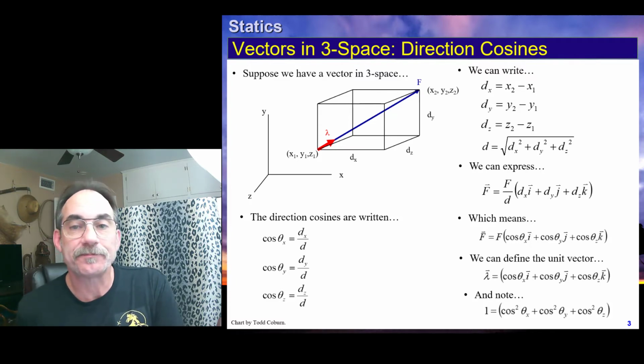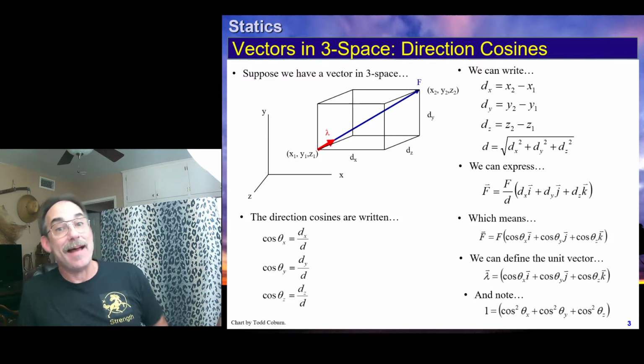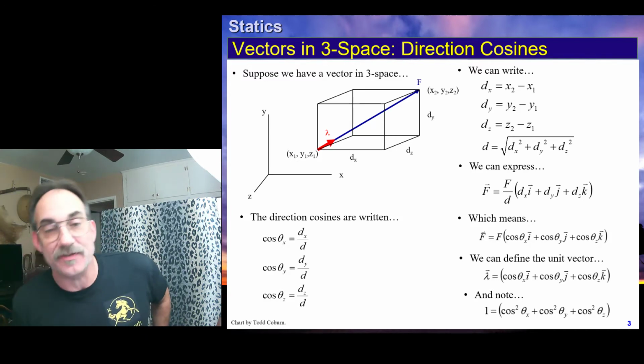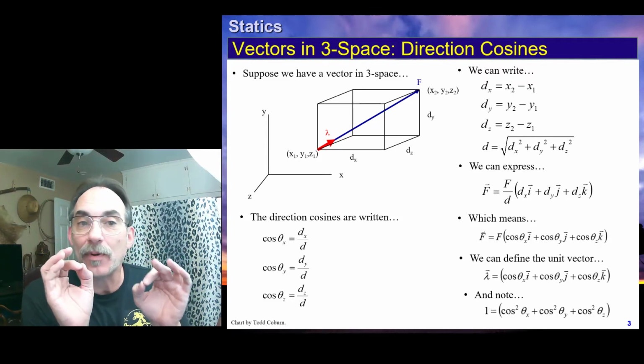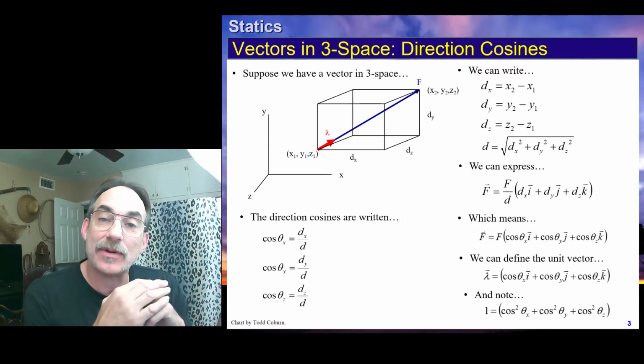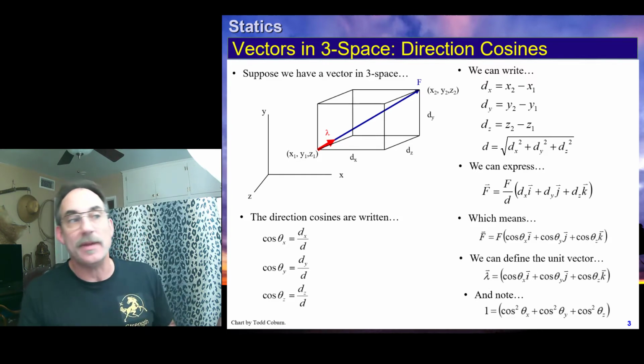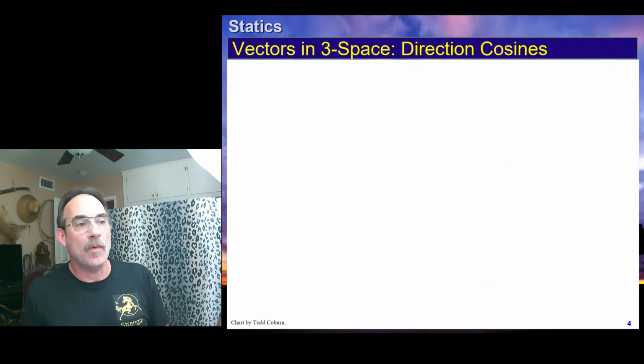Make sense? And it's also important to note that the sum of the direction cosines squared has a magnitude of 1. By definition, that's how we set it up. Okay? So this is one key principle. We're going to see how this plays out and how we use it to solve problems in a few minutes after we study this a bit more.